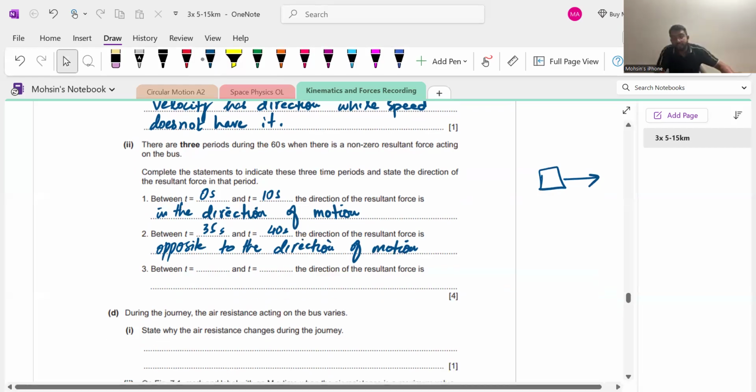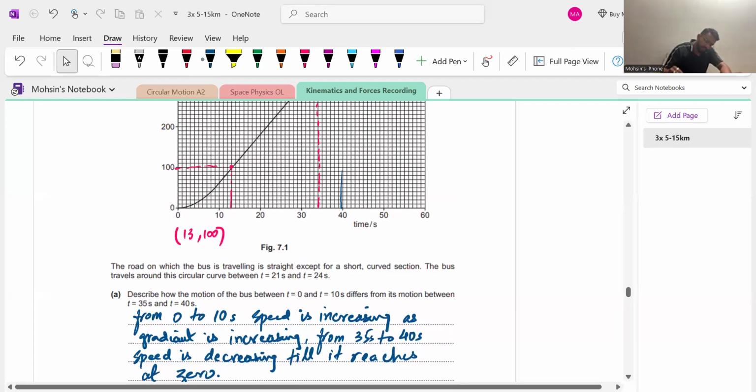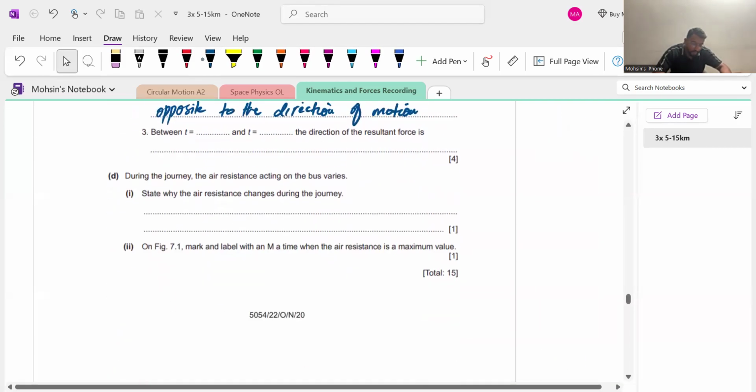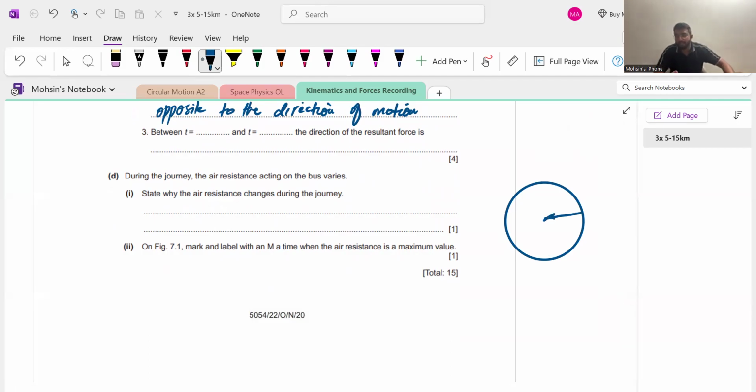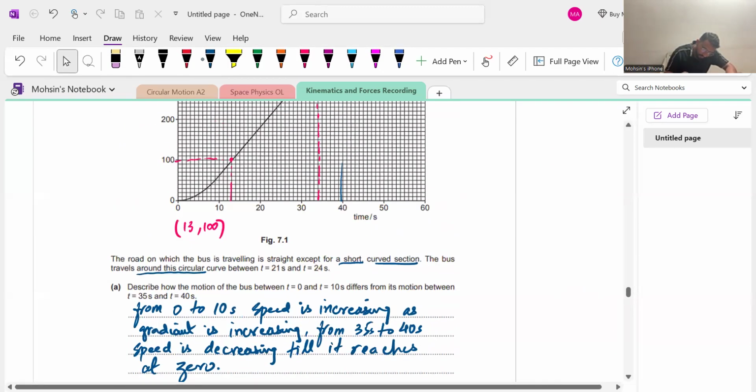Now, what is the third time? It is mentioned in the starting of the question. Where is it? It's here. For a short curved section, the bus travels around this circular curve. So this is the circular motion part. If something is moving along the circular path, there is always a force towards the center of the circular path, which is known as centripetal force. And they have mentioned it as well, the time from 21 to 24 seconds.